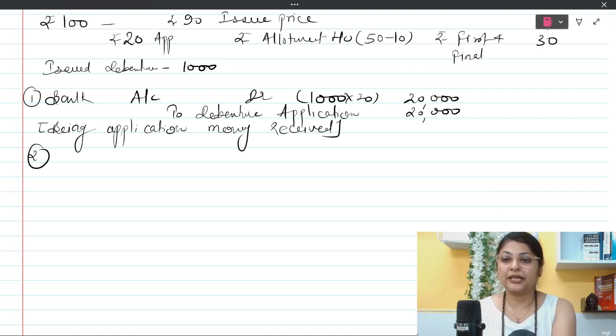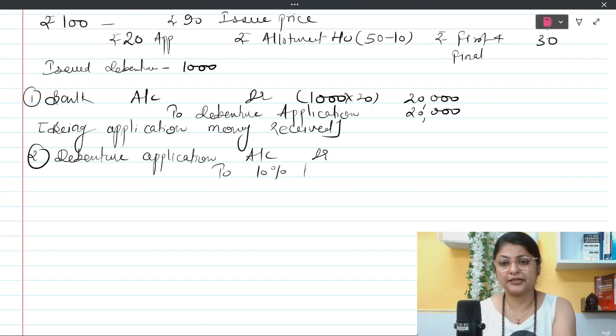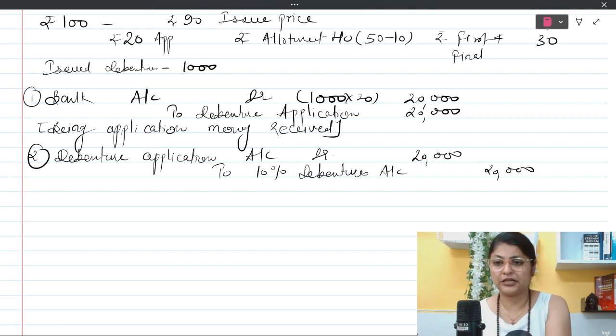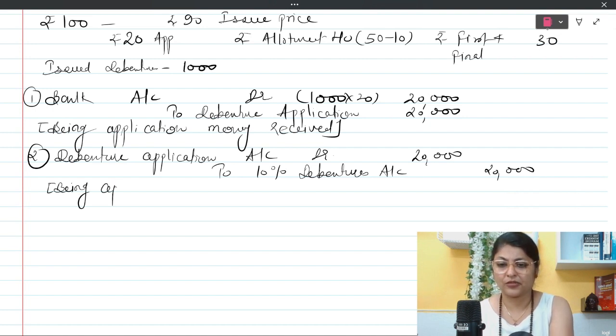Now, the second entry is transferring this debenture application money to 10% debentures account. I had assumed these are 10% debentures. So 20,000 rupees is transferred to 10% debentures account. Narration is being application money transferred to debenture.